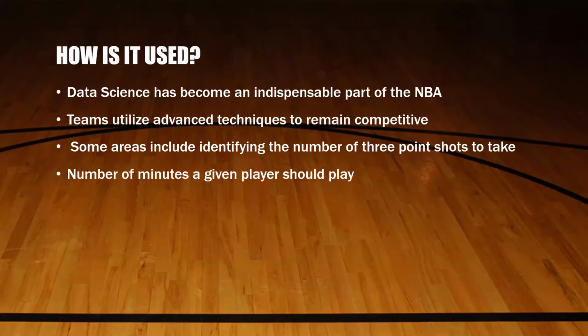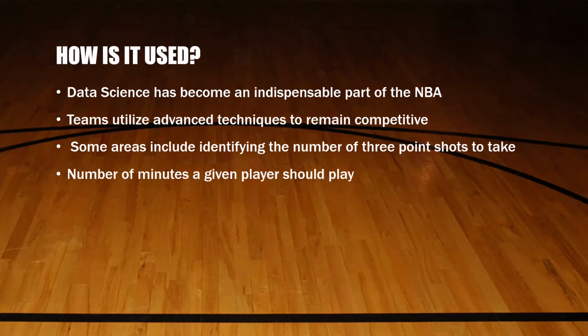When looking through a lot of this literature, you find a variety of ways that data science has revolutionized the world of basketball, in particular the NBA, where different teams are using very advanced data science techniques to try and remain competitive. We see that in instances where they're trying to find the optimal number of three-point shots, for example, that are taken in a particular game.